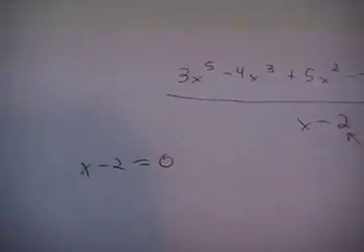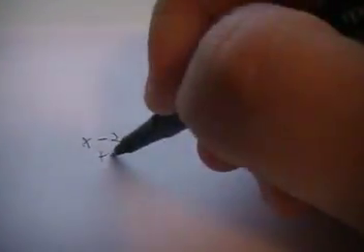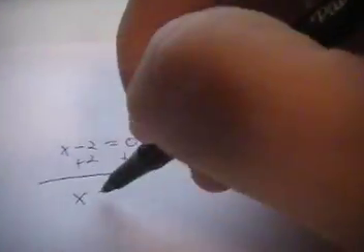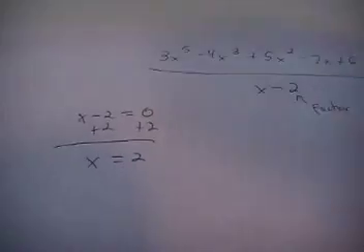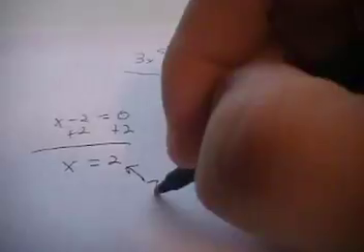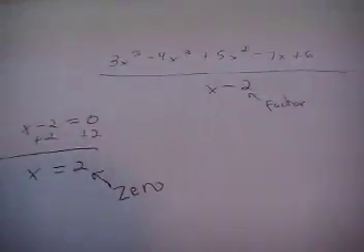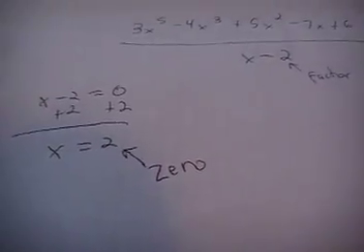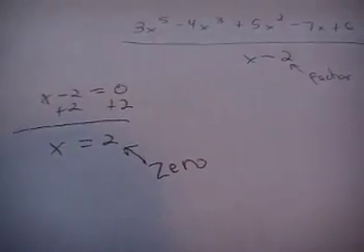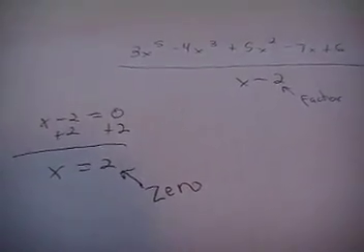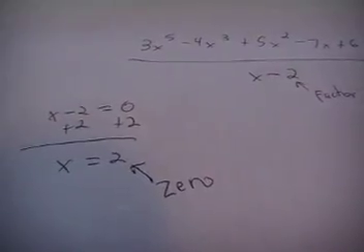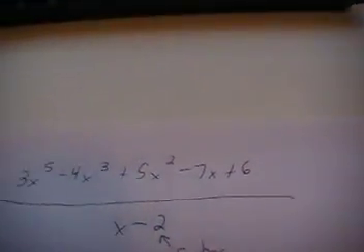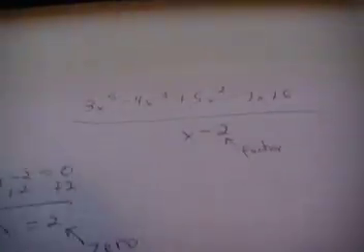If x minus 2 equals 0, if you add 2, x would equal 2. This x equals 2 is in a zero format. Zeros are written that way, x equals 2. But what a zero really means is that this would be a solution to the top equation. If I were to plug 2 into the top part, I would get 0.